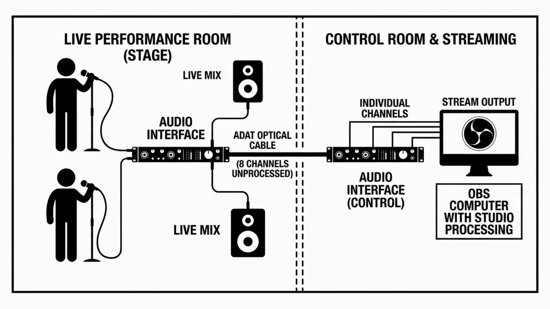Then, using just one fiber optic cable via ADAT, you can send a completely clean, unprocessed copy of all those individual channels, like different vocal mix or the backing track, straight to the control room. There, you can apply entirely different studio quality effects and broadcast a pristine mix to your stream.